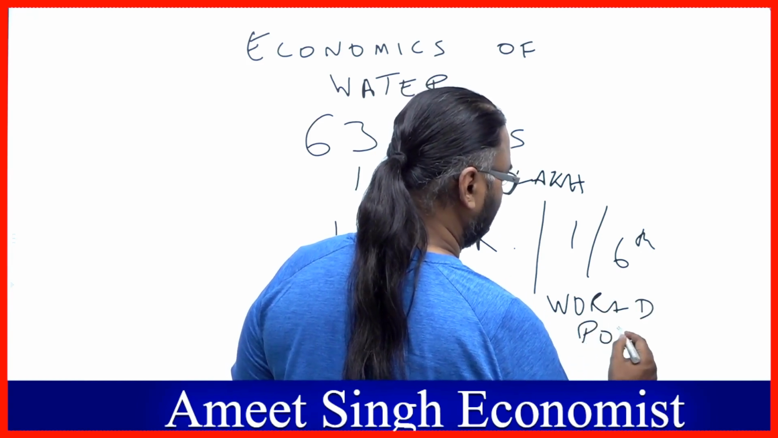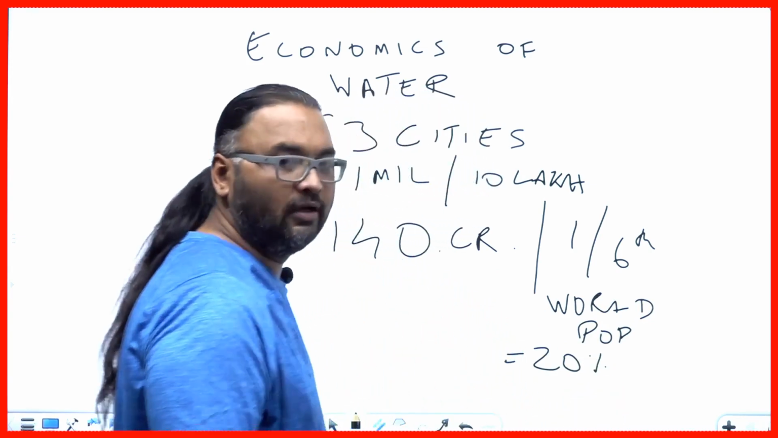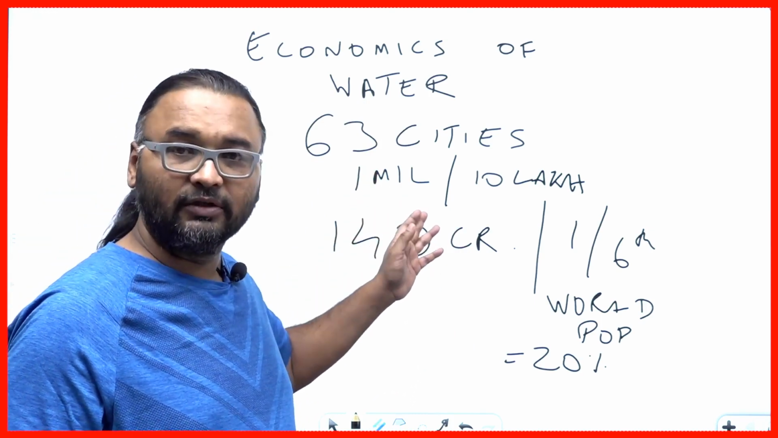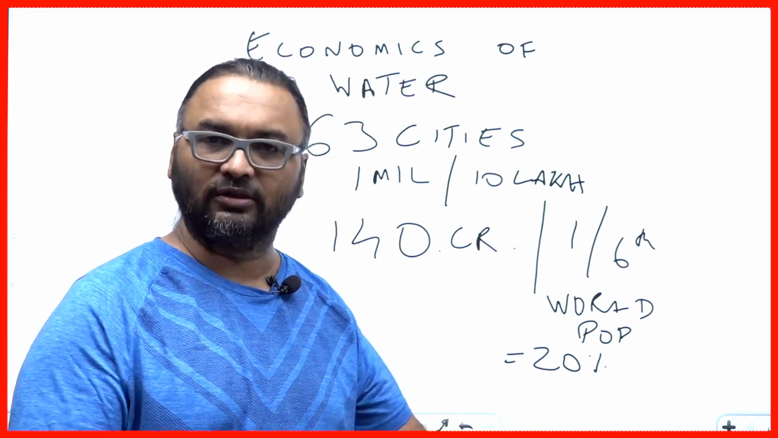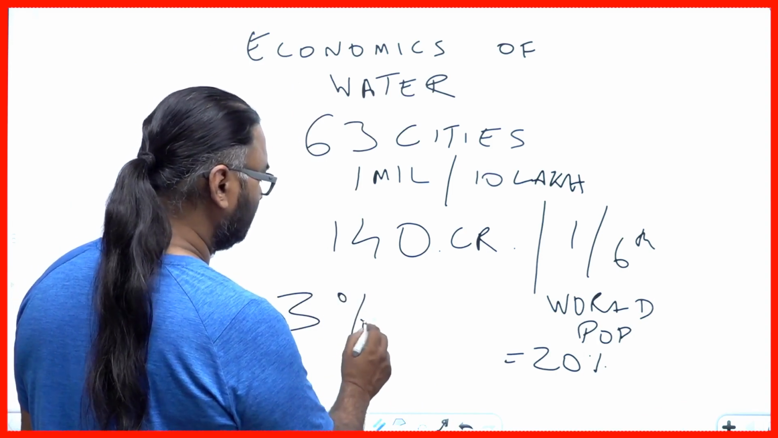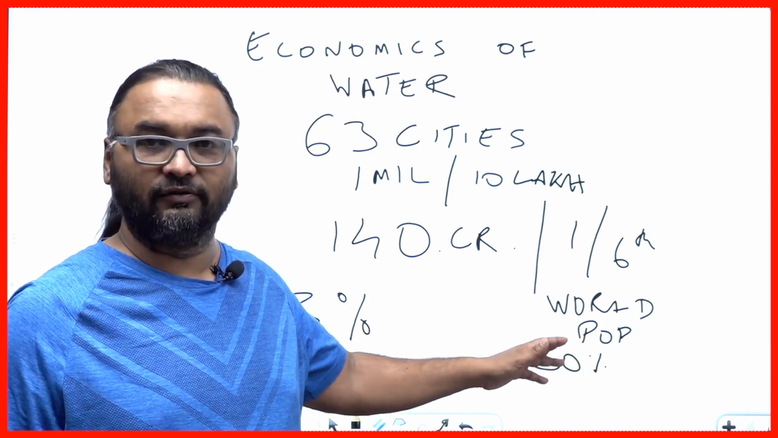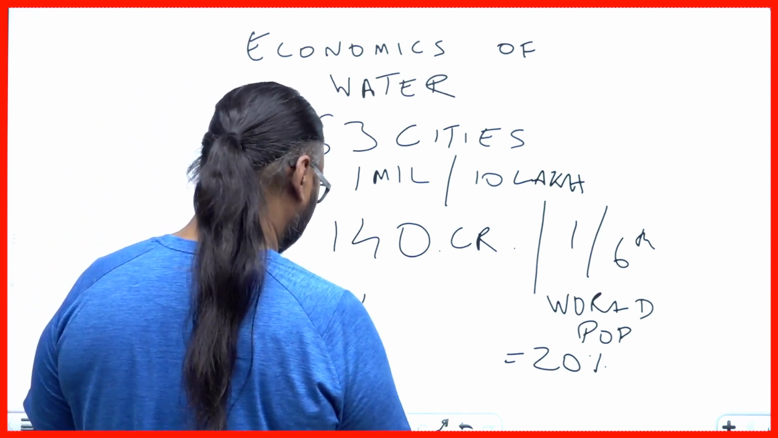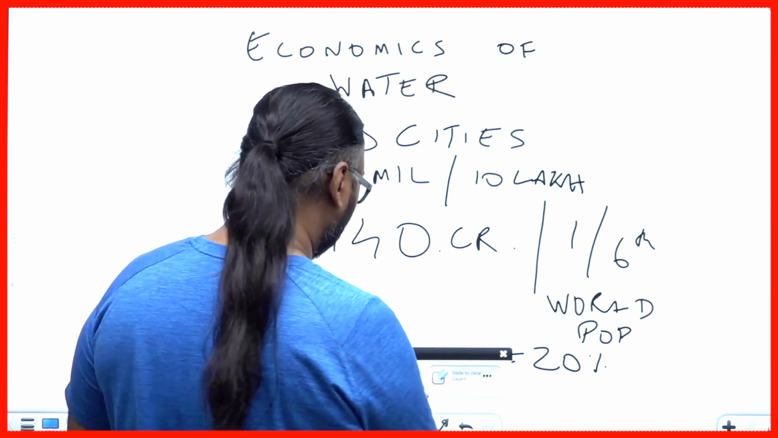So 1/6 of the world population would mean 20% of the world's people live in India. But when you have 20% of the world's people living in India, you should expect that you will also have 20% of the world's resources like water. But we have only 3% of the world's fresh water, with which we have to provide for 20% of the population of the world.